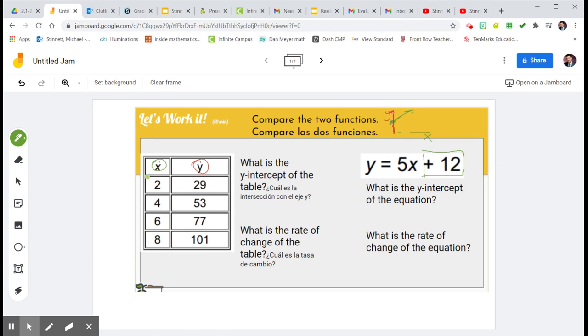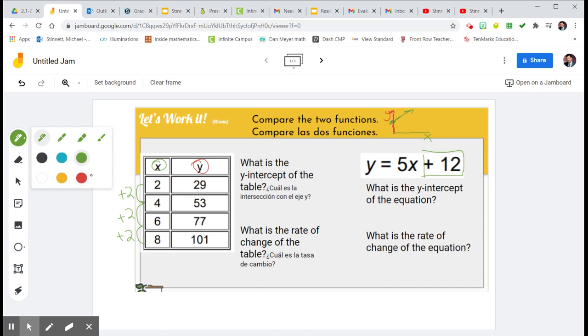All right. So the first thing you want to do when you look at a table is you want to find the difference between your x's and the difference between your y's. So let's look at what are the differences between our x's. Okay, so we start at 2 in our table and we go up to 4, right? We increase to 4, so that's plus 2. And then we went from 4 to 6, that's plus 2. We went from 6 to 8, that's plus 2. So it looks like our x's are increasing by 2 every time.